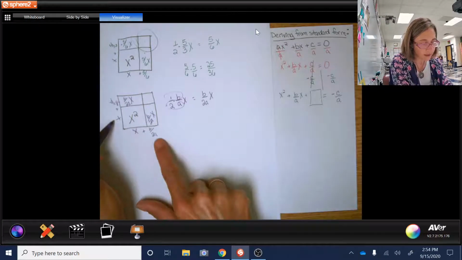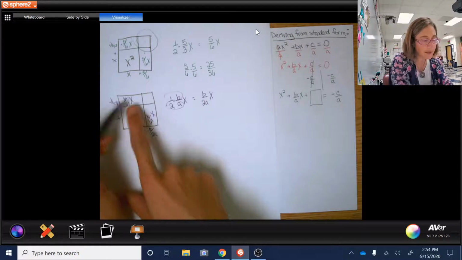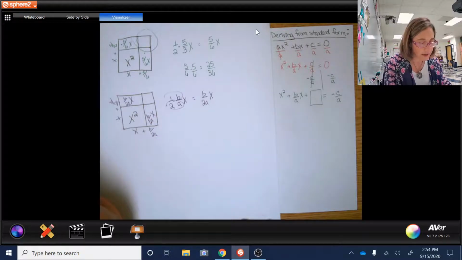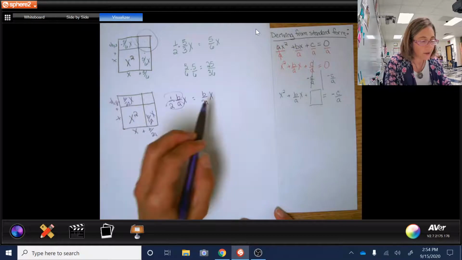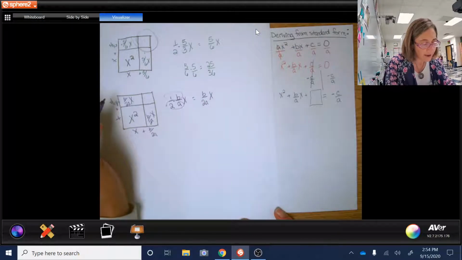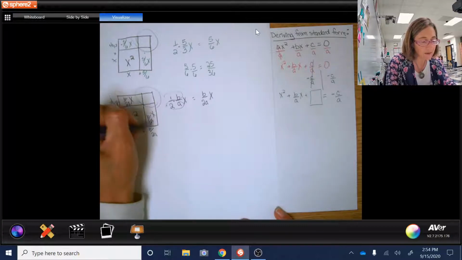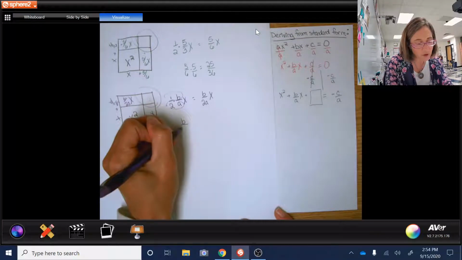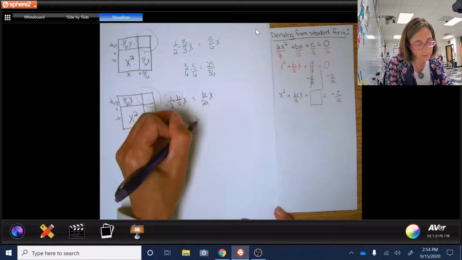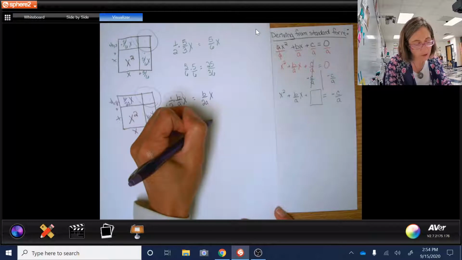So if you check length times width, that gives you your two sections there. So I took what was in front of my x, took half of it to split it up. Now I need to square that because length times width, it's the same number on the length as it is on the width. So b over 2a is going to get multiplied by b over 2a. So that's called squaring when you do that.